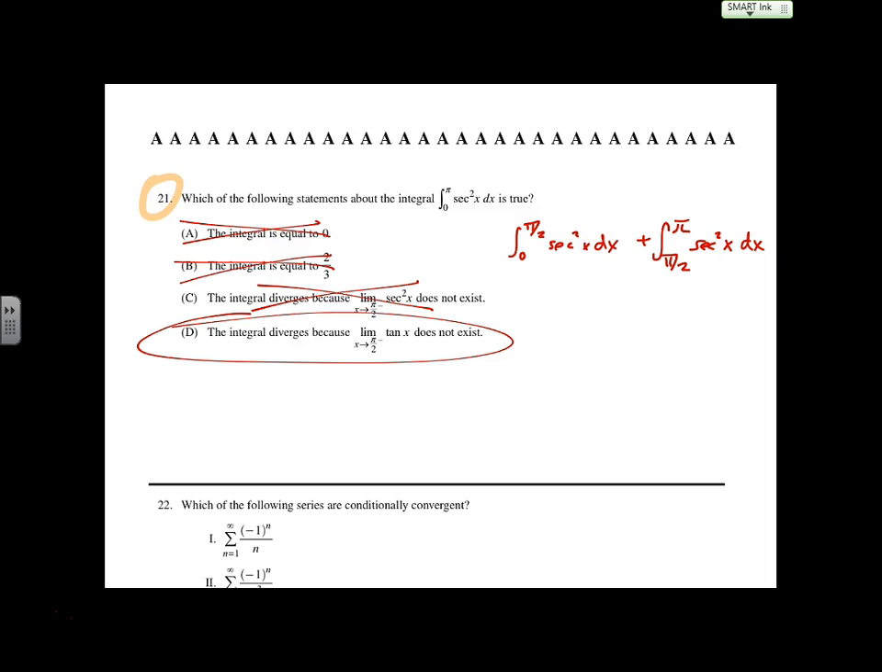But the letter D, it makes sense because when you try to do FTC, you try to take the limit towards the bound. Yeah, you're gonna get D. Okay.